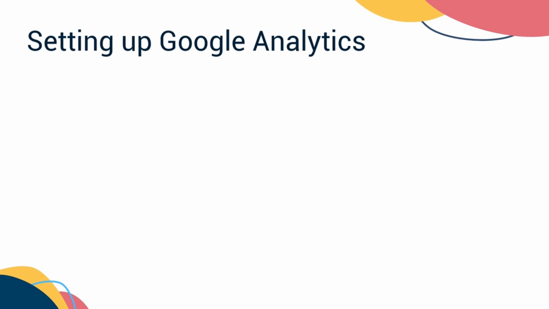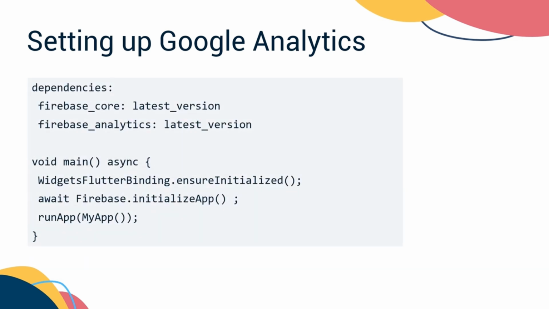Next, add the Firebase Analytics package to your pubspec.yaml file. Initialize Firebase Analytics through a main function that is declared as asynchronous. This line initializes the Flutter framework. Here, a Firebase app instance is initialized. Finally, this line makes sure the app has started to log events.